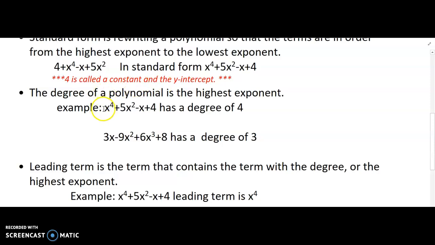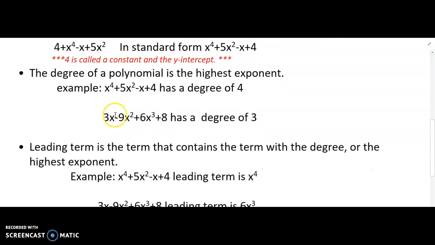The degree of a polynomial is the highest exponent. So for example, in x to the 4th plus 5x squared minus x plus 4, this one would be considered a degree of 4 because 4 is the highest exponent. I came up with another example. Notice that in this example, I purposely tried to trick you because I did not put it in standard form. So keep that in mind. 6x to the 3rd is the one with the highest exponent. Therefore, in standard form, this one would come first. So this one has a degree of 3.